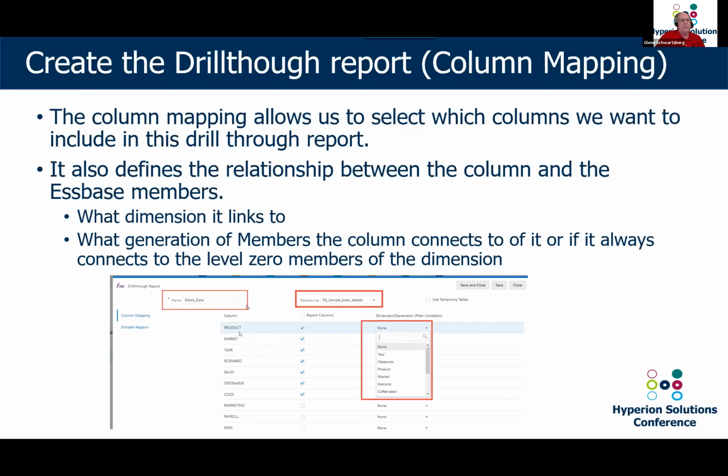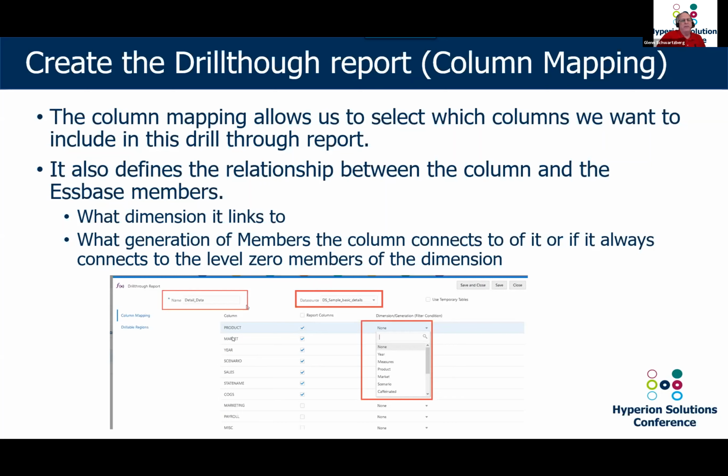So for my example, Product is going to map to my product dimension, and it's going to map to level 0 members. And what that means is it doesn't matter what level of data I am in Essbase, Essbase is always going to return the level 0 members under it. So for example, if I'm in my year dimension, which has quarters and months, if I were at Q1, when it's trying to do the join, it's going to join on Jan, Feb, and March from my Sample Basic cube.